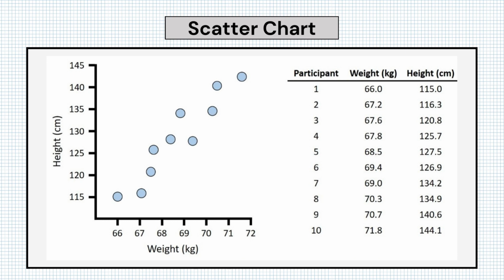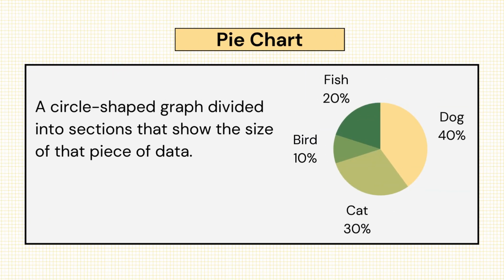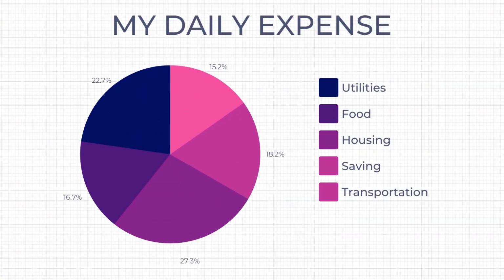The next one is pie chart. A circle-shaped graph divided into sections that show the size of that piece of data. This pie chart shows the daily expenses of a household.